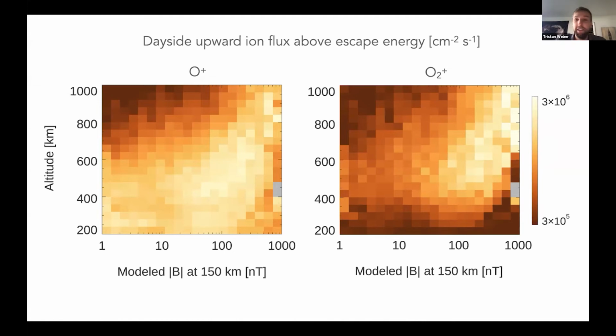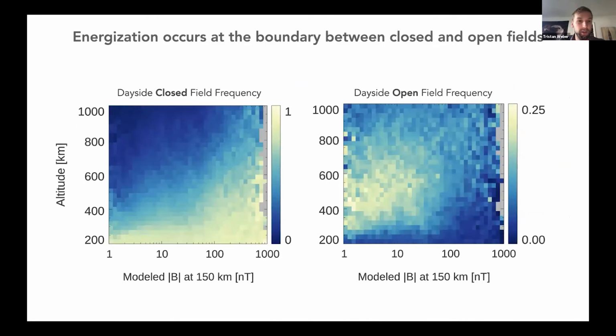Okay, like I said, these ions aren't necessarily escaping, even if they are at escape energy, because of the local magnetic field environment, the overarching idea of this workshop. And so one thing we have to talk about is what is the magnetic topology in these regions? What is the strength of the magnetic fields? And that's what I'm going to show next.